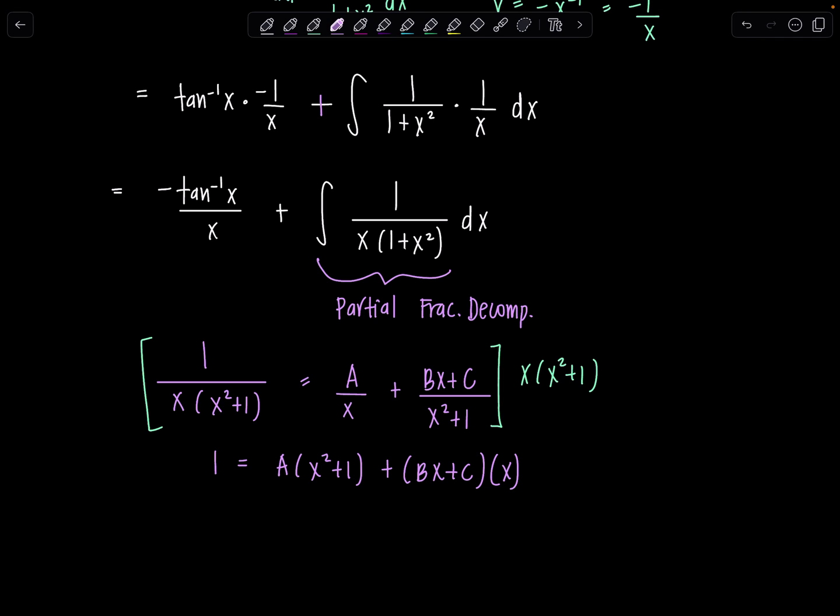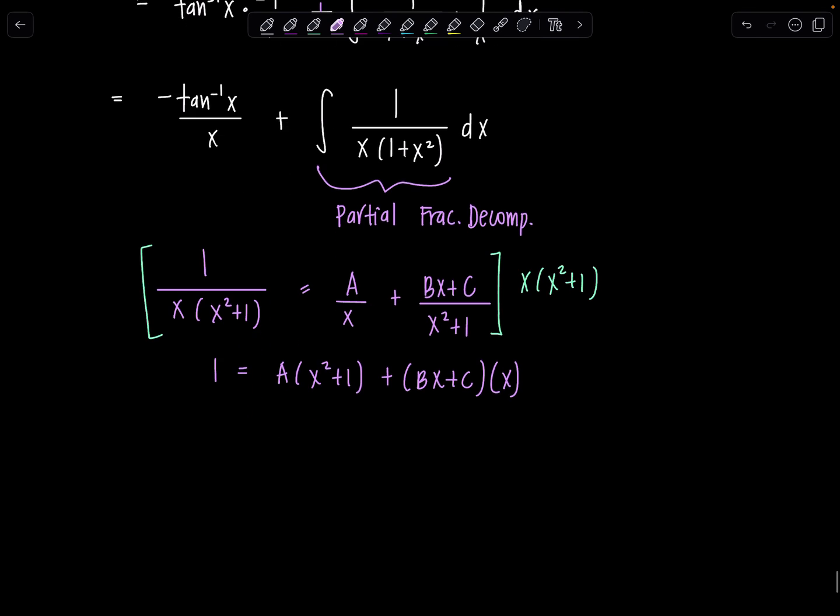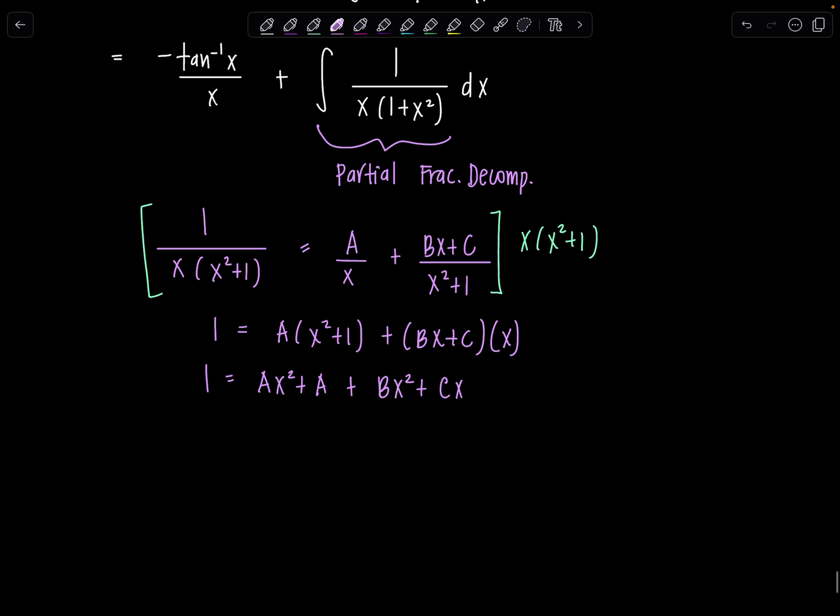Great. Now let's distribute everything through so we can solve for A, B, and C. So 1 equals Ax squared plus A plus Bx squared plus Cx. Lovely. And then to solve for A, B, and C, let's equate the coefficients of like terms. So I don't see any x squareds on the left-hand side of this equation, and I have an Ax squared plus Bx squared on the right. So 0 must equal A plus B.